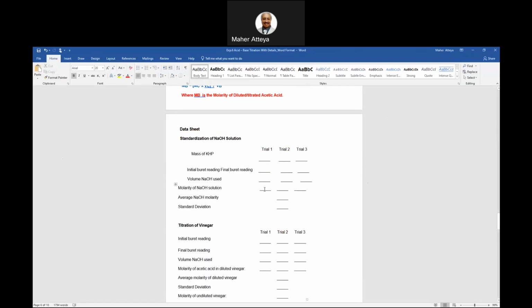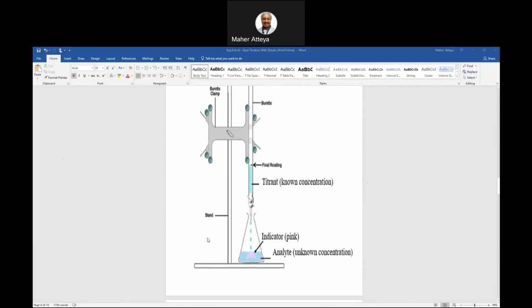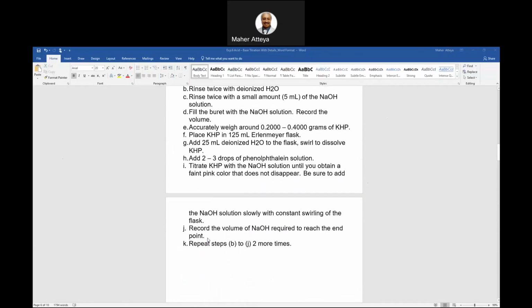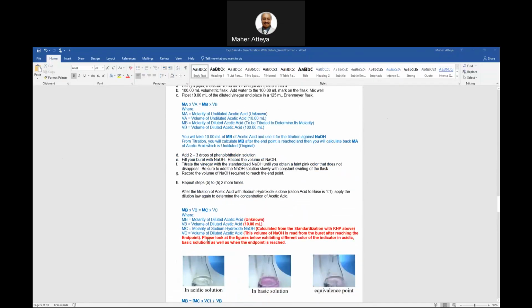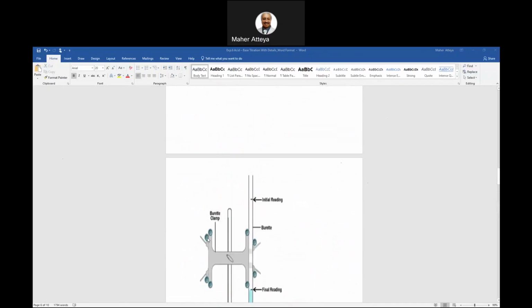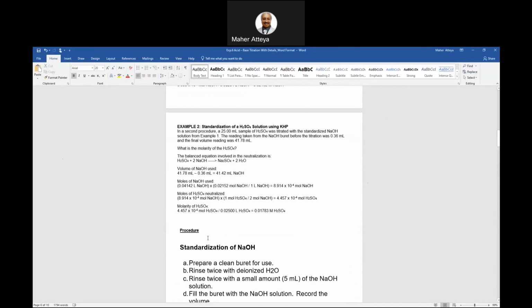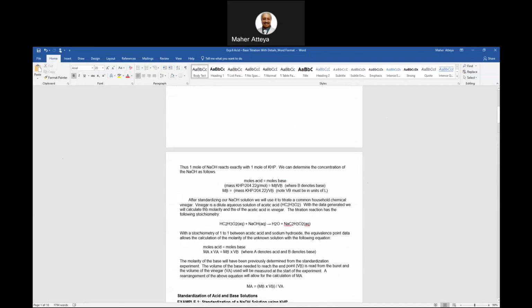Then you calculate the molarity of your sodium hydroxide. So now the question is how to calculate the molarity of your sodium hydroxide here. Well, we have to go out and then up a little bit, and I'll show you how to calculate it. Here it is. Okay, guys, the molarity of your sodium hydroxide is given to you on the top. Here it is, that's an example of it. This is another one.